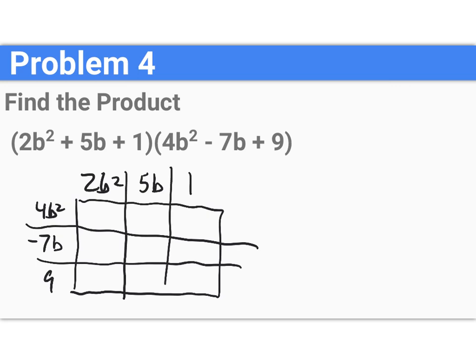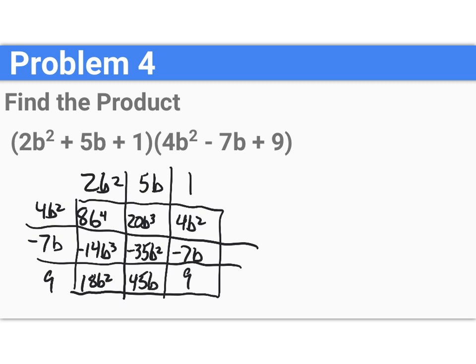If it's positive, you don't have to worry about it, but we have negative 7b. So here we go. You get 8b to the fourth because we're multiplying, 20b cubed, and then 4b squared. Negative 14b cubed, negative 35b squared, negative 7b, 18b squared, 45b, 9. Okay, let's work our magic here.